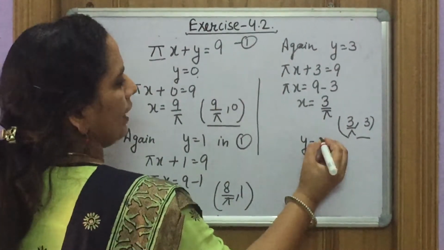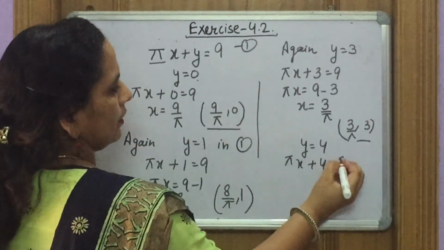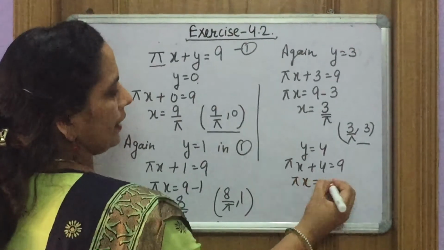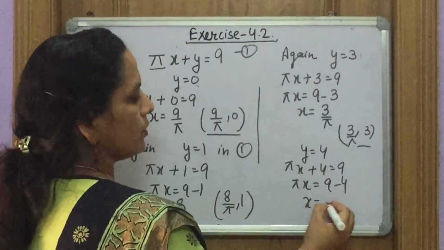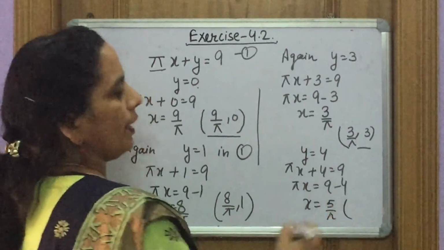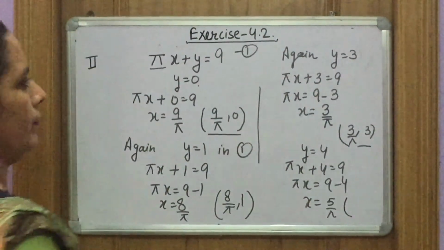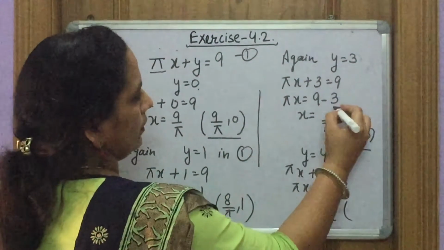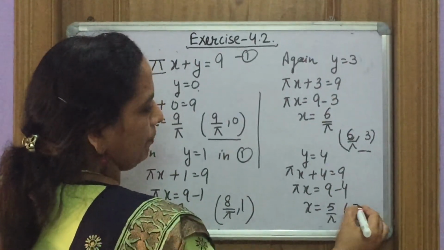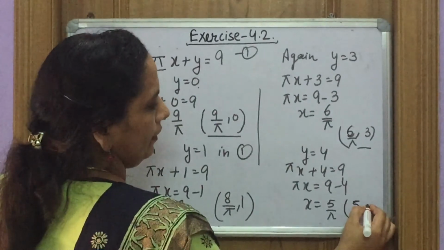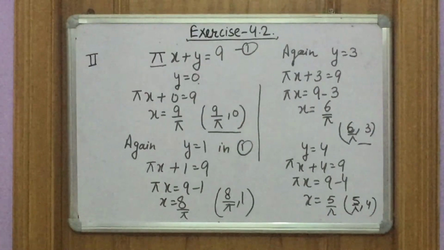Next, put y is equal to 4. So pi x is 9 minus 4, so x is equal to 5/pi. So this is our fourth solution. The solution will be 5/pi and 4. So this is question number second.